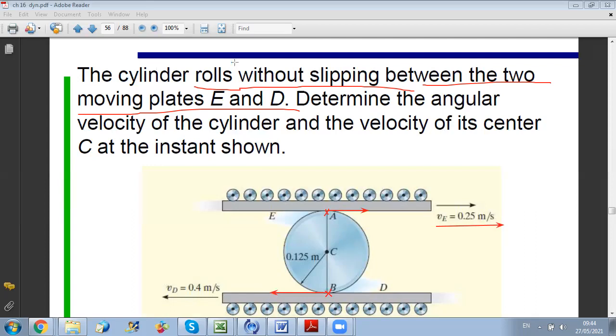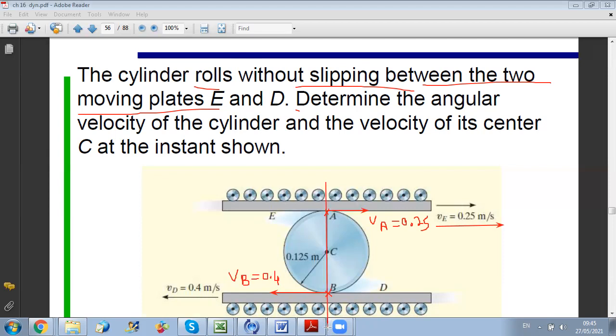So what I know until now is that VA is equal to VE equals 0.25 meters per second, while VB is equal to VD equals 0.4 meters per second. So in this problem, I know the velocities of 2 points. So what is the method to locate the IC? I say that first the IC should be on the perpendicular to VA and VB.